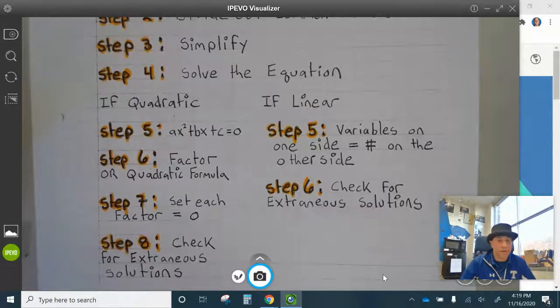Now, if quadratic, step 5 is you want to put in the form ax squared plus bx plus c equals 0. Step 6 would be factor or use the quadratic formula. Step 7 would set each factor equal to 0. Step 8, check for extraneous solutions. If linear, step 5, set variables on one side equal to a number on the other side. Step 6, check for extraneous solutions.